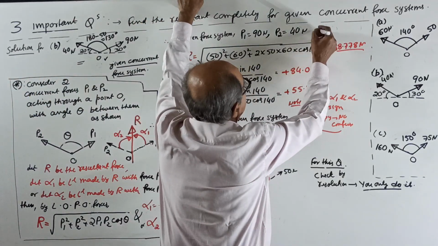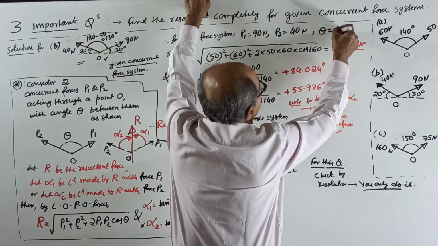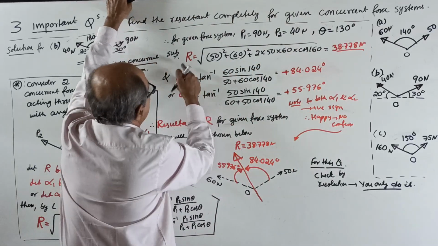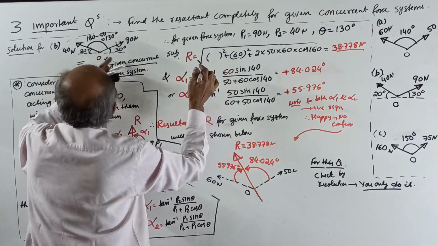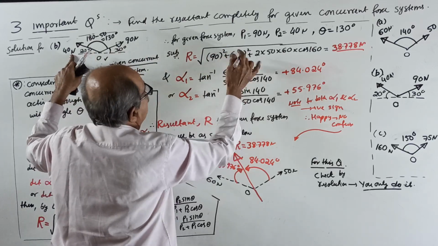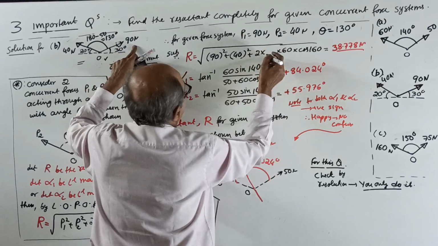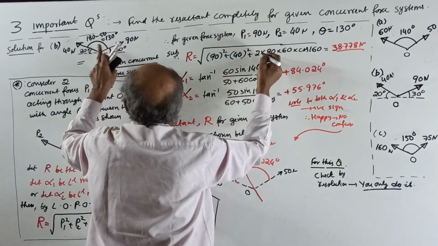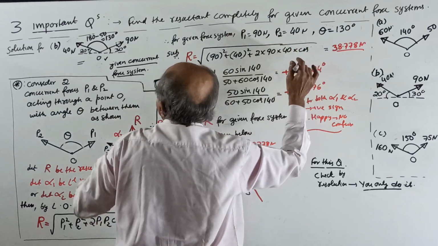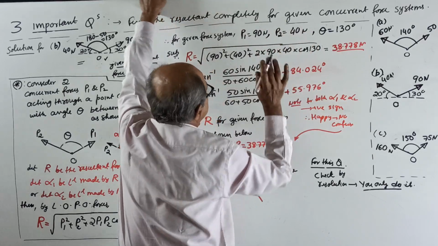Therefore, then you write theta equal to how much? 130 degrees. Start. Resultant R equal to root of 90 square plus 40 square plus 2 into 90 into 40 into cos of 130. I have to calculate it; I have not calculated the answer.